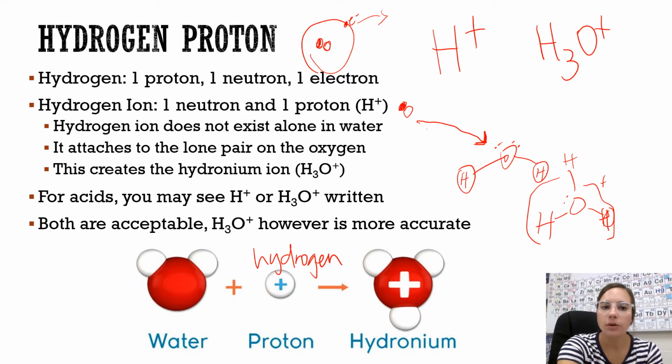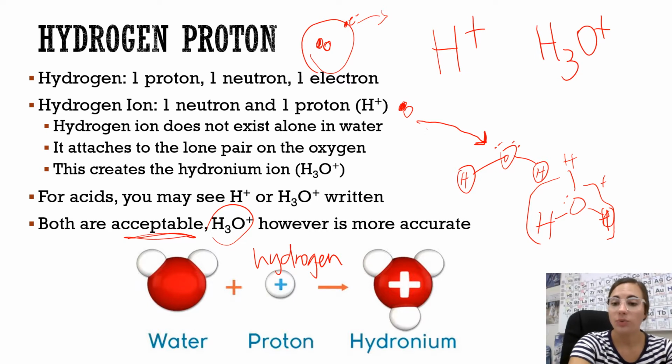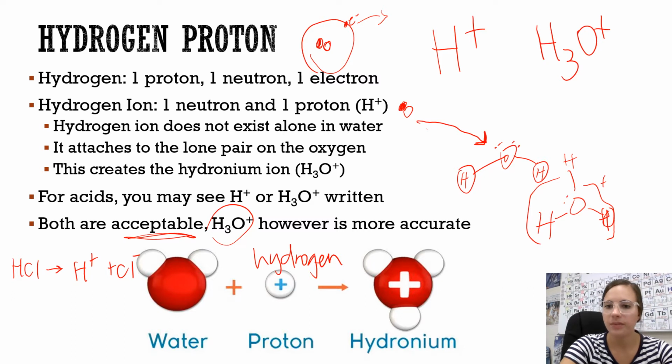So either one is acceptable. H3O plus is just a little more accurate. Using H plus leaves out water. So for example, in regular chemistry, you were probably used to seeing that HCl becomes H plus and Cl minus. But that only happens aqueously. The only way for HCl to dissolve into H plus and Cl minus is to be in water.